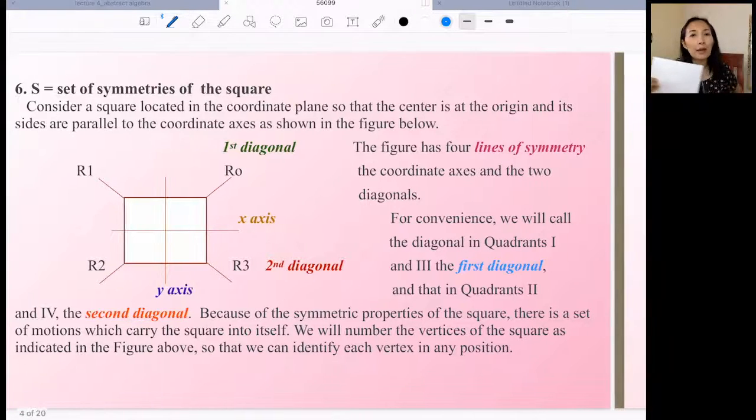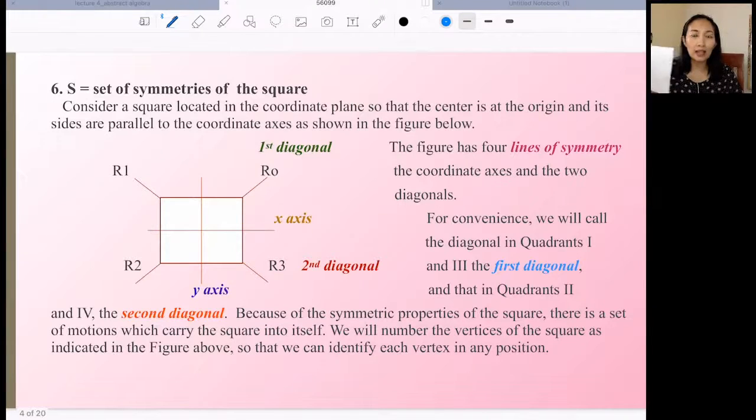So the next mathematical system that we are to study, take note that for abstract algebra, we will be talking more about properties and mathematical systems. You will encounter more unique mathematical systems as we go on with our study of groups, rings, subgroups, cyclic groups, and so on. The next mathematical system that we are to study is the set of symmetries of a square.